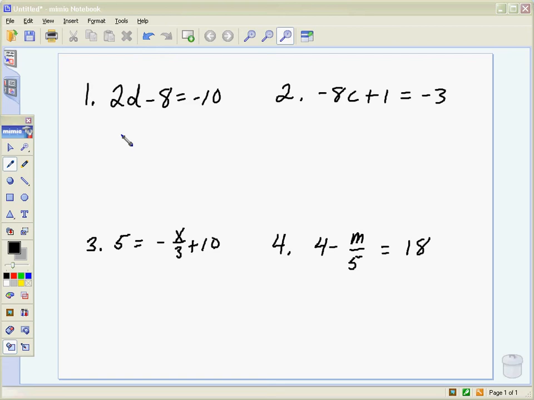Solving two-step equations with addition, subtraction, multiplication, and division. So again, we want to use the onion if you need to, which is helpful to some, especially in the beginning.